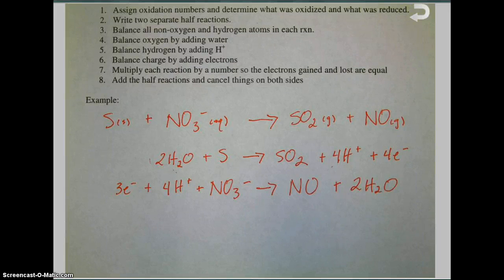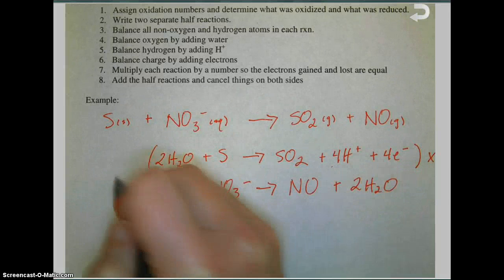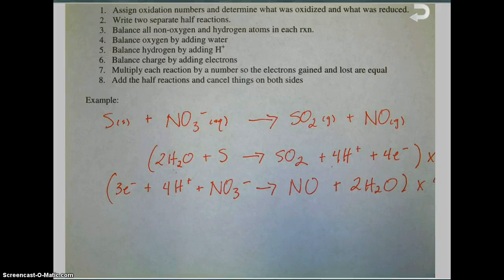So we have to multiply each reaction by some number to get the electrons gained and lost to be the same. So if we have 3 and 4, then that could be 12. So we're going to multiply this first reaction times 3, and the bottom reaction times 4. Now this is where we rewrite with our new coefficients.